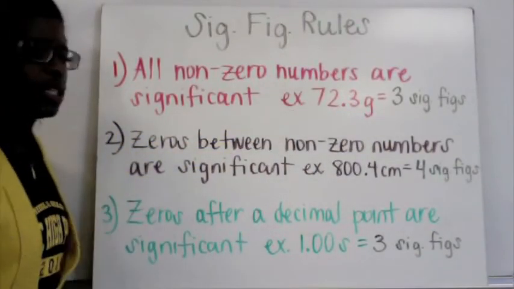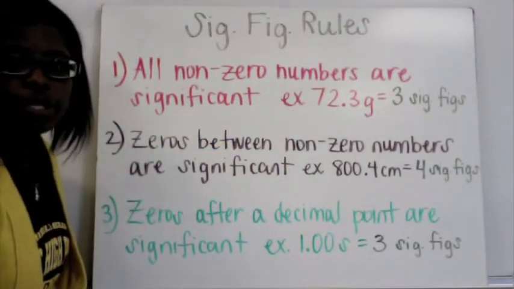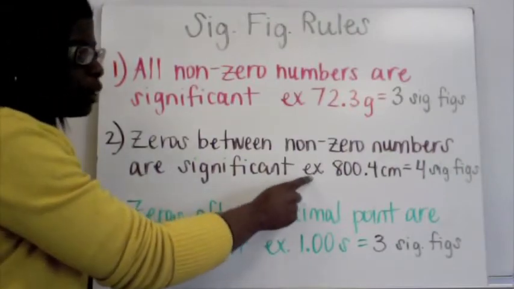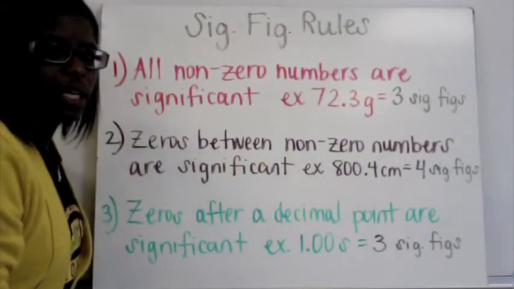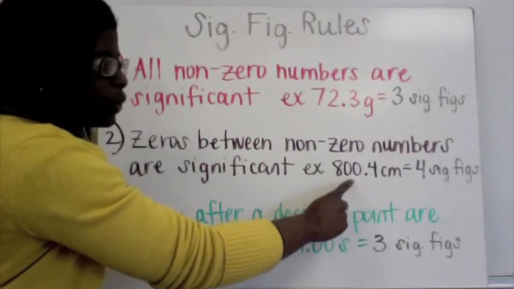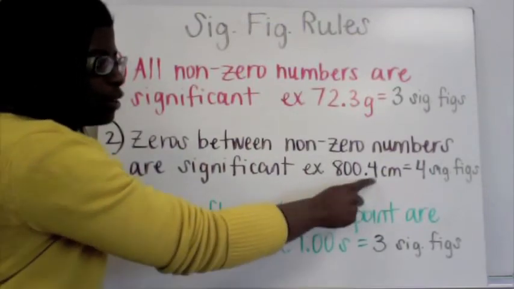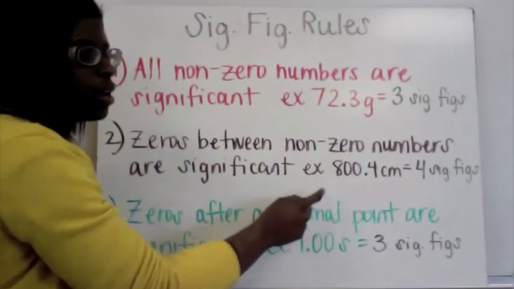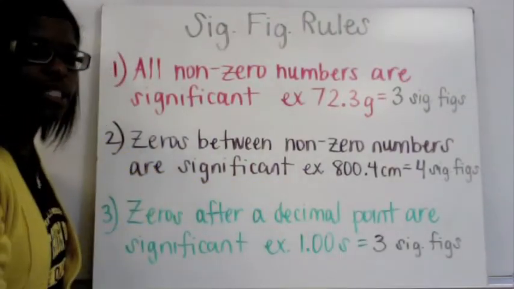Rule number 2, zeros between non-zero numbers are significant. In the example here we have 800.4 centimeters. These 2 zeros are between the non-zero numbers of 8 and 4. Therefore all digits here are significant, so we have 4 sig figs.